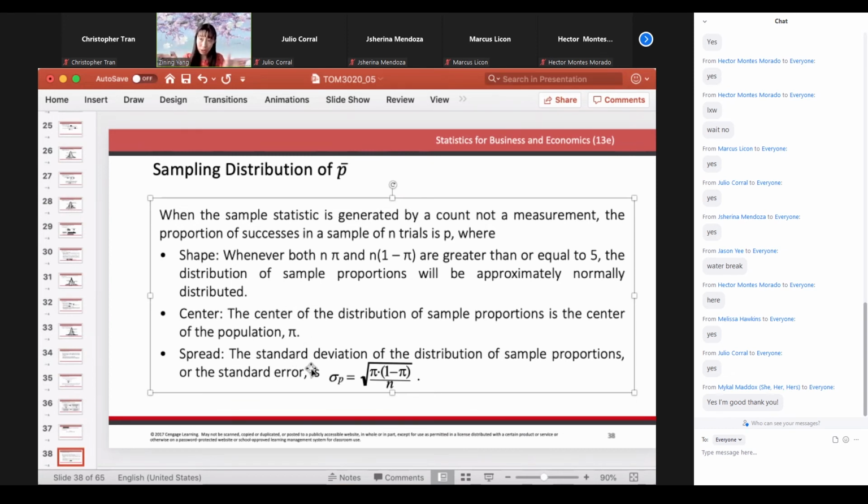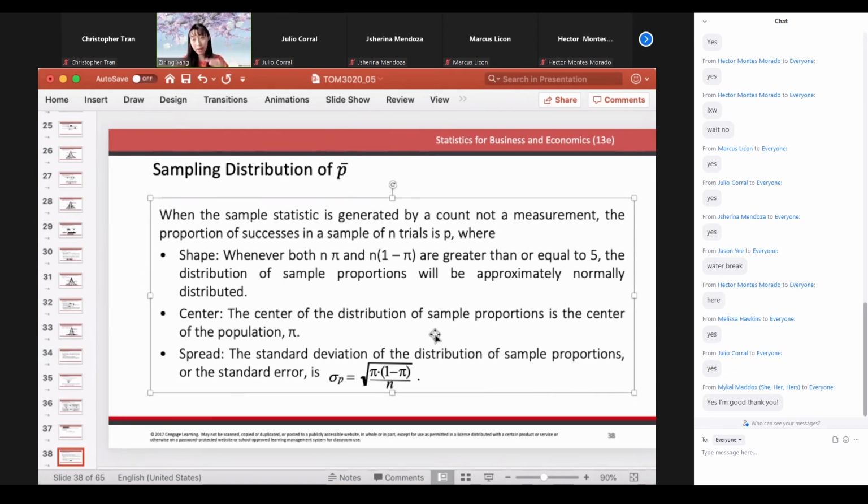Then we also look at the spread. What's the standard error in proportion? Like I said, that's where we have the difference, because the standard deviation calculation of a binary variable is different from what we learned before. Weeks ago, we learned that the standard deviation of a binary variable was the square root of probability of success multiplied by probability of failure multiplied by sample size. That's the standard deviation for the population.